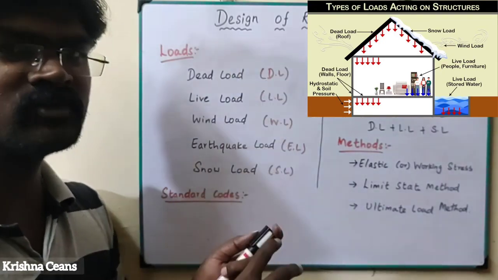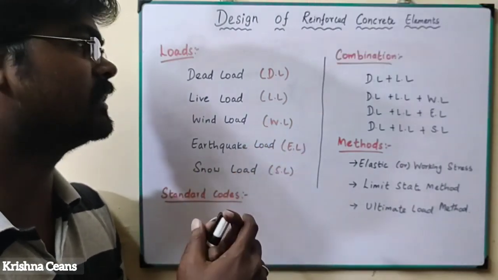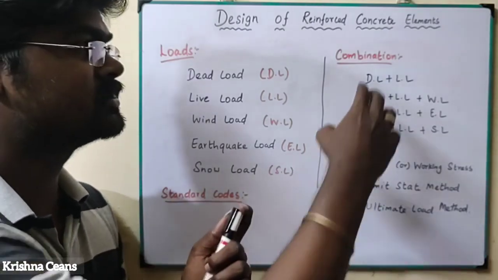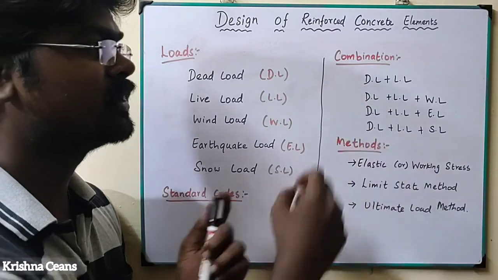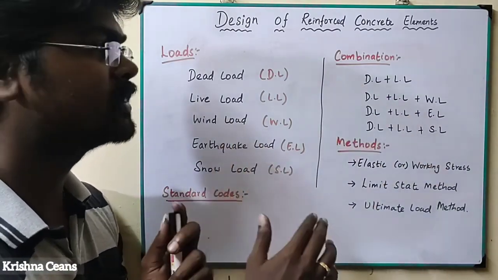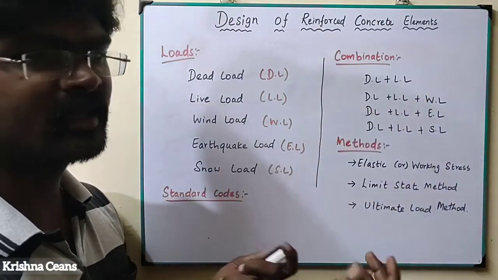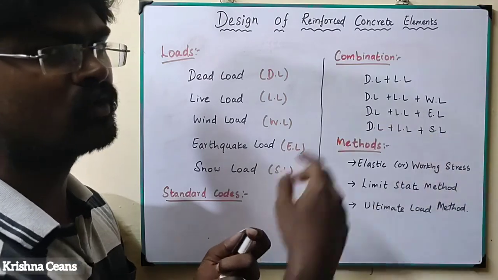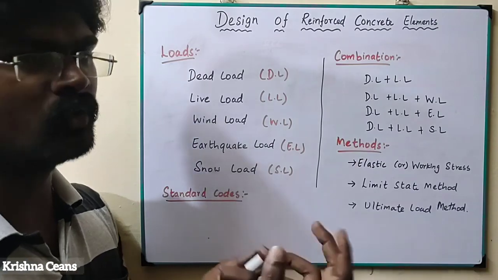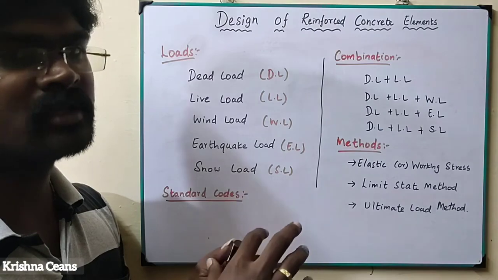So these are the loads which will act on the buildings or elements. What are the different combinations we consider while designing the elements? The first combination is dead load plus live load, only which acts on the elements. Other combinations are dead load plus live load plus wind load, or in some other cases dead load plus live load plus earthquake load, or dead load plus live load plus snow load acting on the elements. So these are the load combinations.